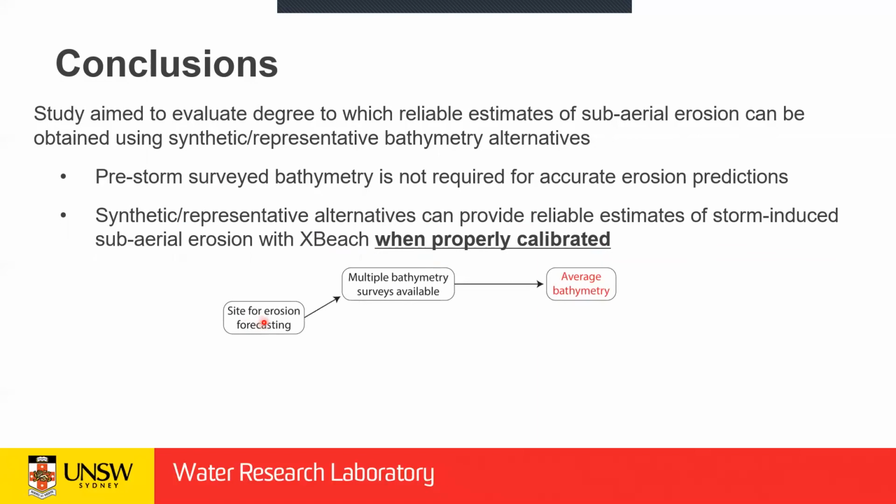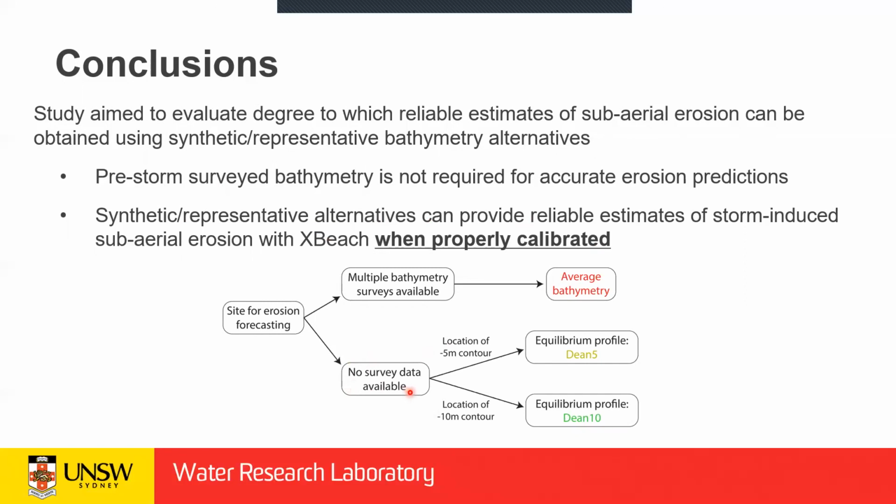So for a given site, the way we want to carry out erosion forecasting, if multiple bathymetry surveys are available, then we can use an average bathymetry and get reliable estimates of subaerial erosion for storms of varying magnitudes. But if a site doesn't have any data available, as long as we know the location of certain contours, the -5 meter contour and the -10 meter contour, we can use an equilibrium type profile and again still be able to get reliable estimates of subaerial erosion for storm events where there's more erosion. But we have to keep in mind that using the equilibrium profiles might overestimate erosion for smaller events.